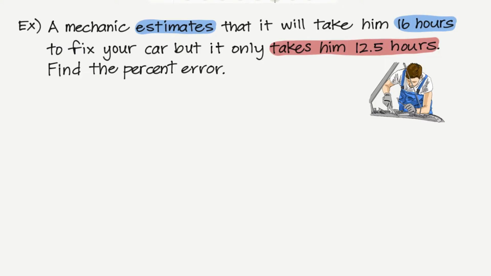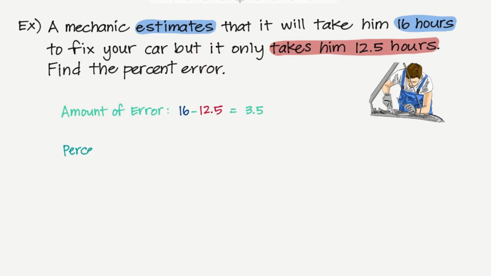First what we need to find is the amount of error. And we'll find that by finding the difference between the estimate and the actual amount. So the estimate was 16 hours and the actual amount was 12.5 hours. So we're going to subtract those two values. And then we'll find that the amount of error between them was 3.5 hours.